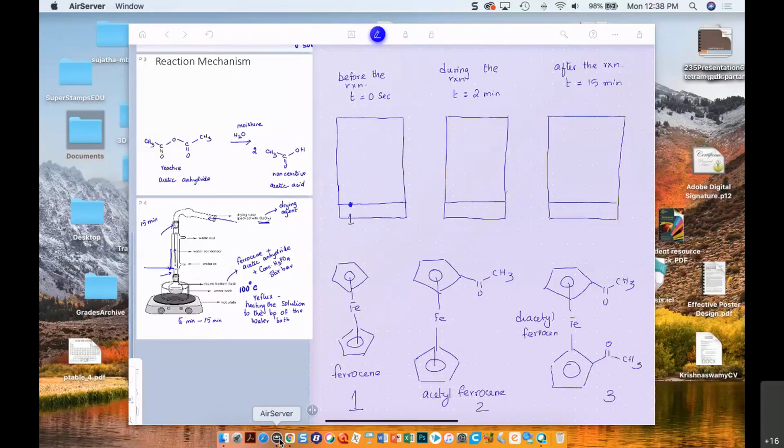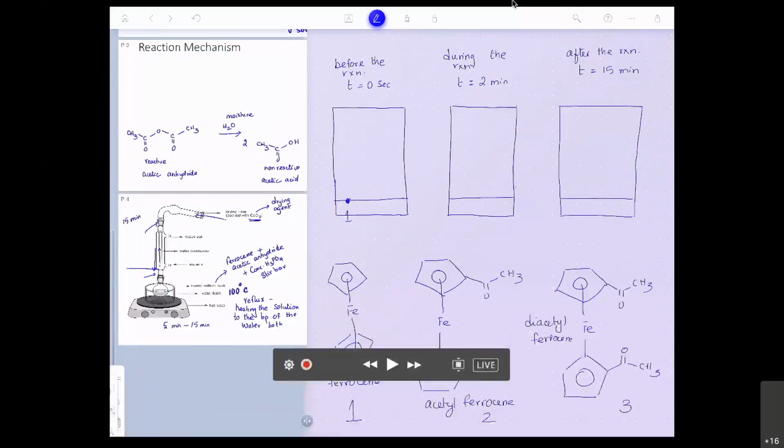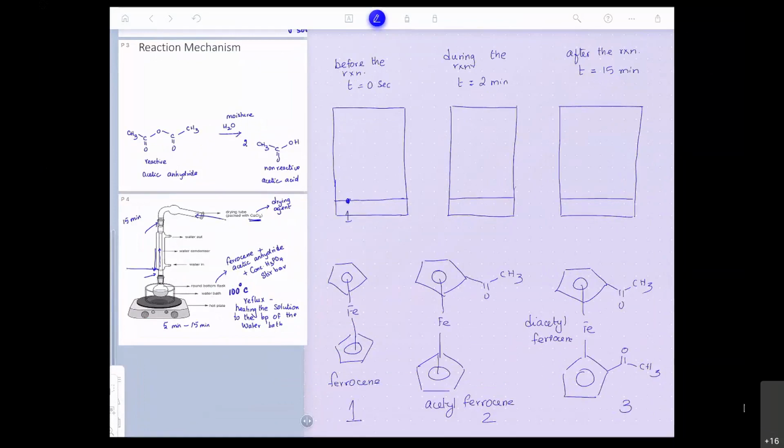I didn't see anything in the chat. Which one is the least polar? I do need that. Which one is the least polar? I got 1, 2, and 3. It shouldn't be too hard for you guys. Which one is the most polar? You want to take that? You guys there? Everybody's okay? You know what's going on?